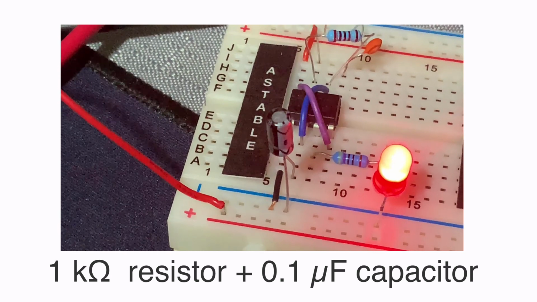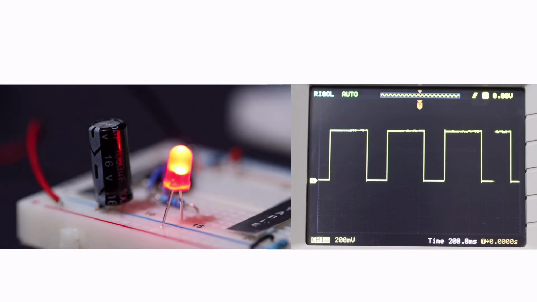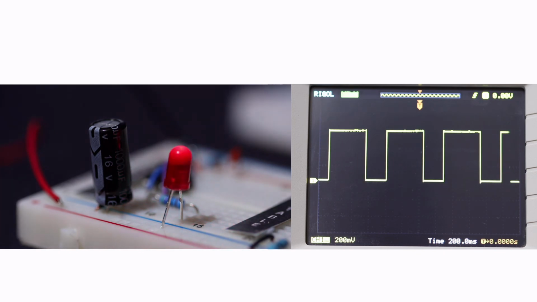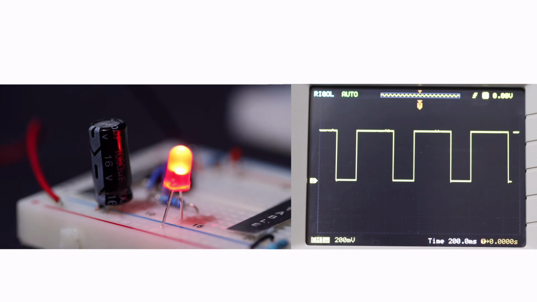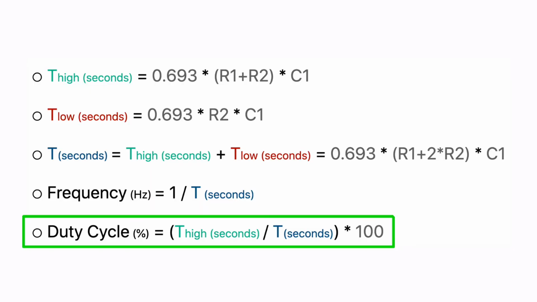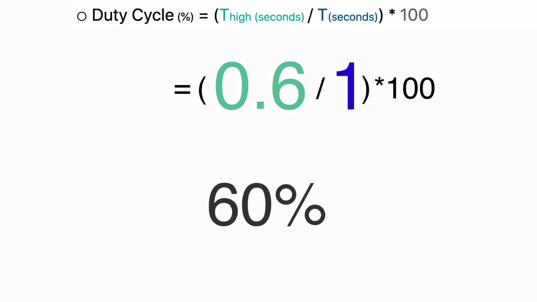You may have also noticed that if the two resistors are the same value, the signal will be high for twice as long as it is off. By using different resistor values, you can vary the difference between the high and low portions of the signal. And that brings us to something called the duty cycle. The duty cycle is the percentage of time that the output remains high for each cycle of the wave. If the total cycle time was 1 second and the output was high for 0.6 seconds of each cycle, the duty cycle would be 60%.